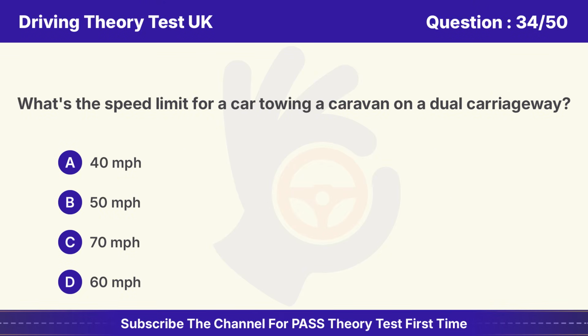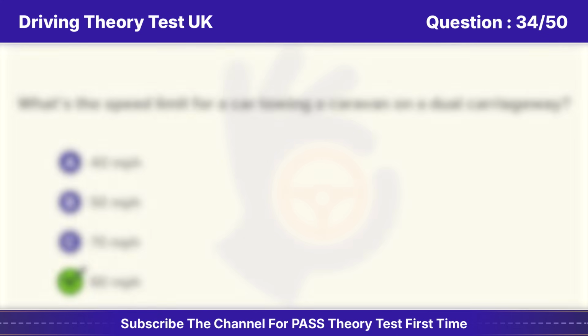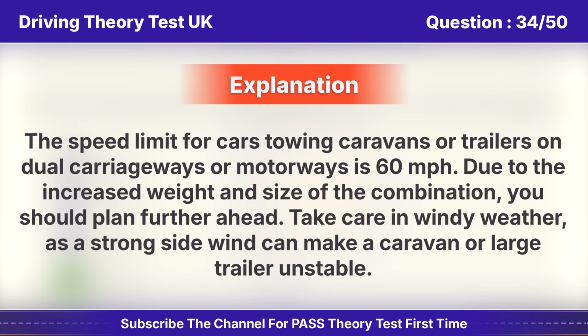Question 34. What's the speed limit for a car towing a caravan on a dual carriageway? Answer is D. 60 miles per hour. The speed limit for cars towing caravans or trailers on dual carriageways or motorways is 60 miles per hour. Due to the increased weight and size of the combination, you should plan further ahead. Take care in windy weather, as a strong side wind can make a caravan or large trailer unstable.